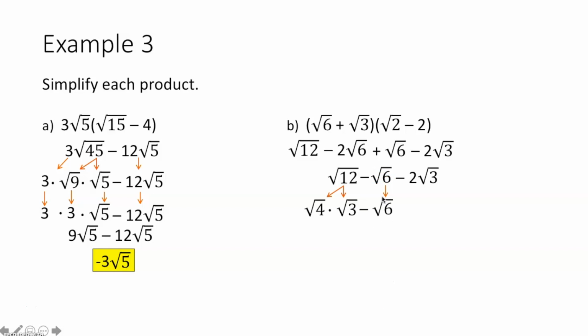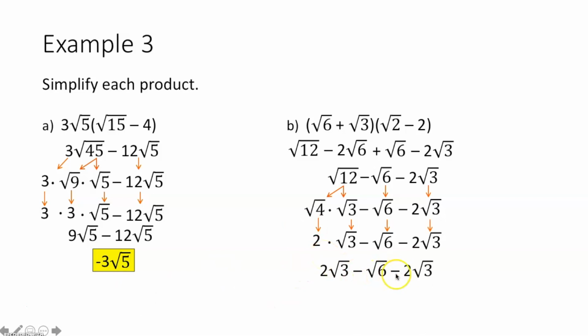So we just leave that negative rad 6 and then negative 2 rad 3. Can we break up the rad 3? No, so that stays the same. So over here, this rad 4, the reason we chose 4, it's a perfect square. The square root of 4 is 2, so this becomes 2 times rad 3 minus rad 6 minus 2 rad 3. So we get 2 rad 3 minus rad 6 minus 2 rad 3.